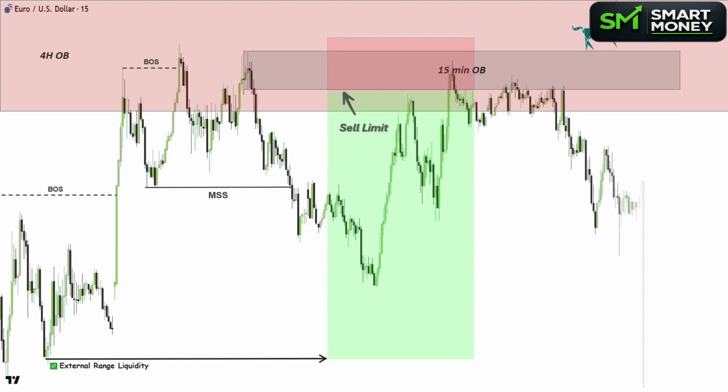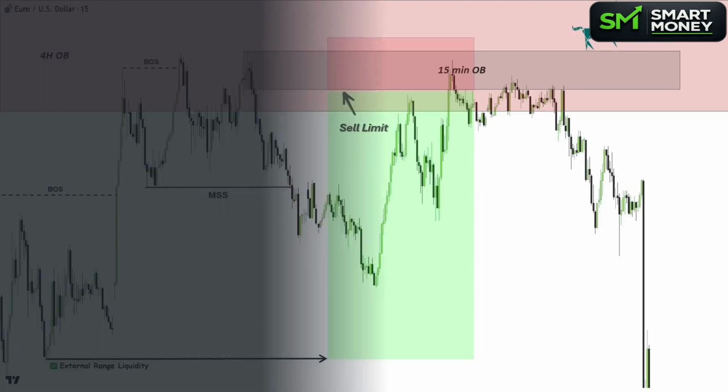As you can see, the order was triggered. After a brief drawdown, price reversed, pushed lower, and eventually hit the take profit, exactly as expected. This shows how combining multi-time frame analysis with a clear roadmap can make your trades more informed and your trading process much simpler.